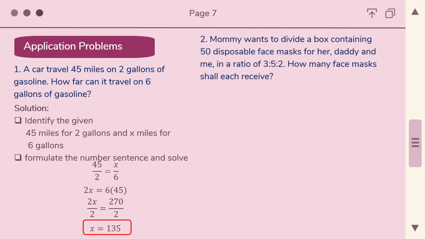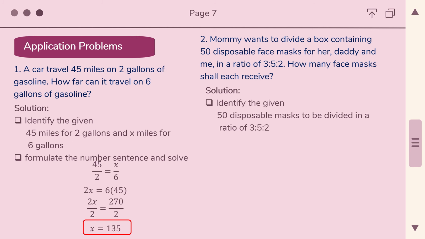Okay? The second problem states that mommy wants to divide a box containing 50 disposable face masks for her, for daddy, and their son, me, in a ratio of 3:5:2. So how many face masks shall each receive? For mommy, for daddy, and for their son or daughter. Solution. First is to identify the given. Sa mga given, sir. So there are 50 disposable mass to be divided in a ratio of 3:5:2.